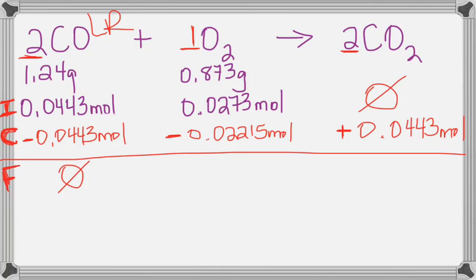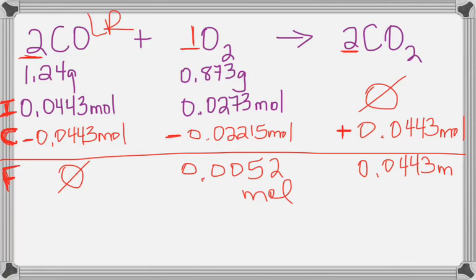Now, how do I know what goes here? I simply, exactly, I just subtract. What is that going to be? 0.0052. Yeah, I'm going to do 0.0052. I'm going to go ahead and round it. Okay? And I know I've got 0.0443 moles over here. And that's the finished table.